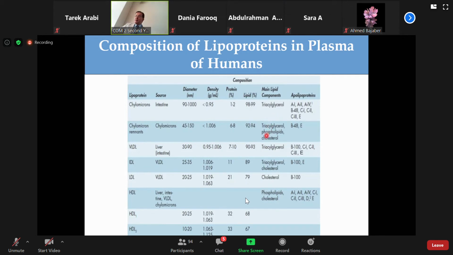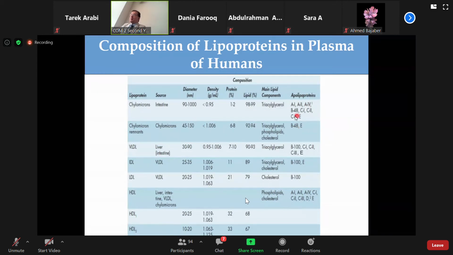Now, the remnants. Notice here that you got rid of a lot of triglycerides. So the percentage of triglycerides to the phospholipids and cholesterol now is increasing or decreasing? What do you think? It used to be, let's say, 40 to 1. Now we're talking about 1 to 1. So it's decreasing.